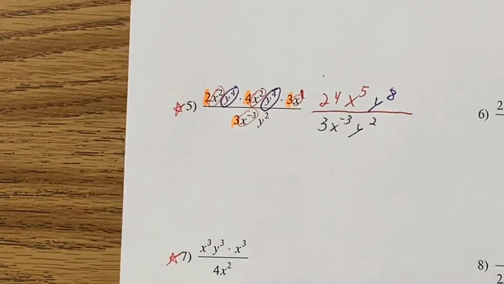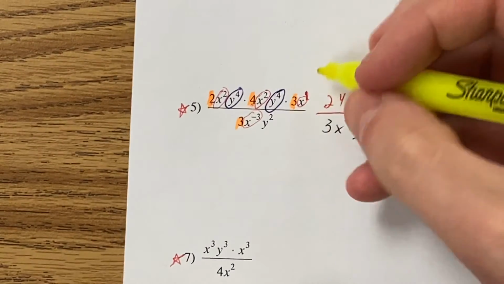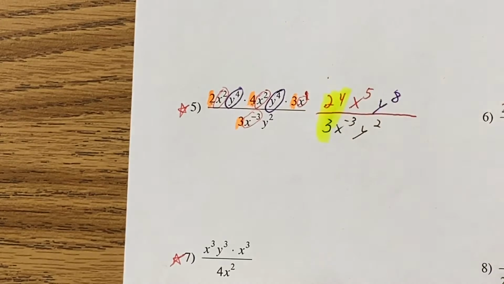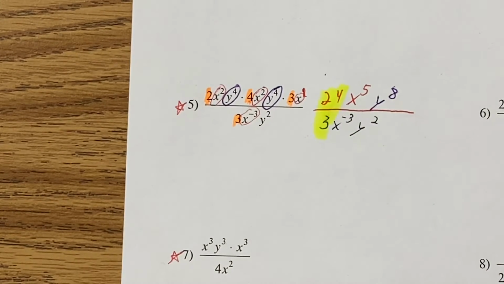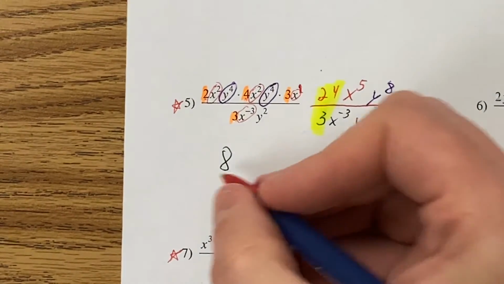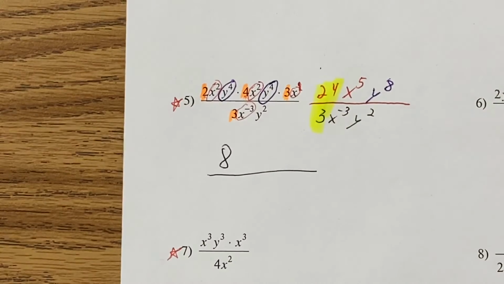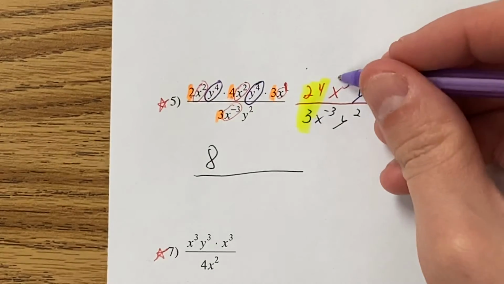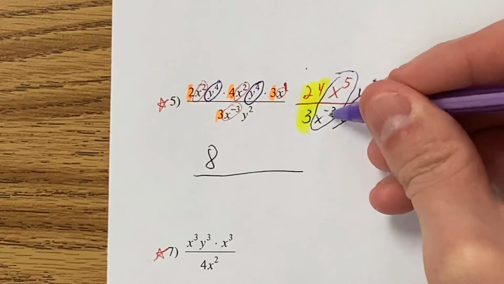Sorry, I just realized I was off the page. Here, 24 over 3, that's just a number. 24 divided by 3 is 8. So I'll put an 8. And I'll put a fraction bar in case I need it. X's, 5 and negative 3.